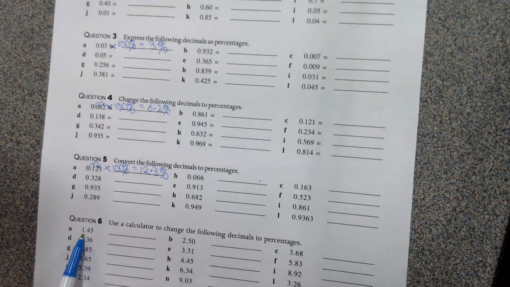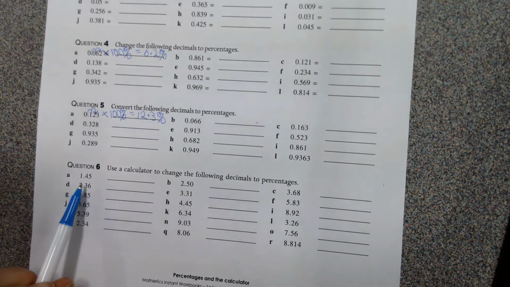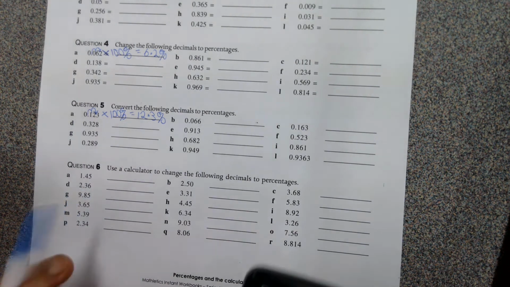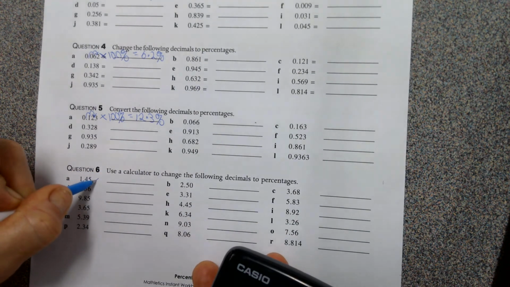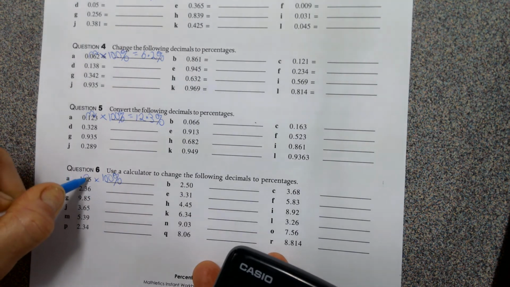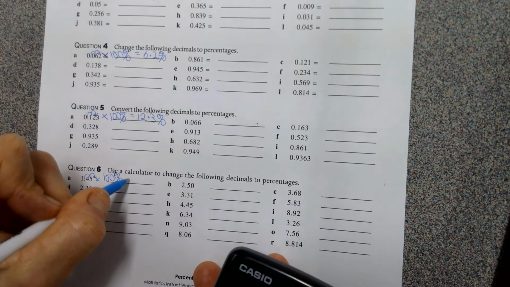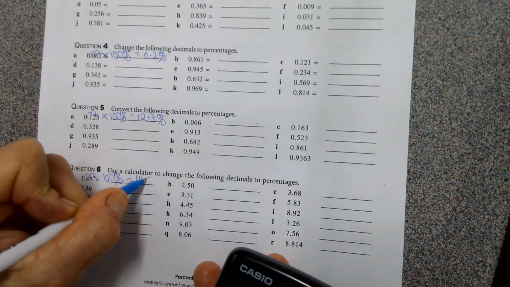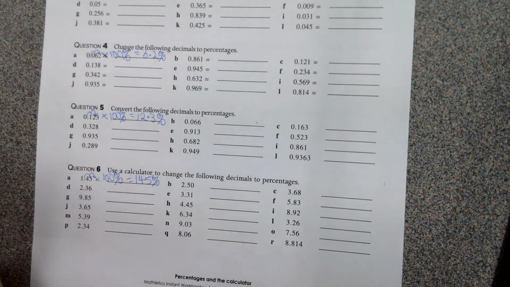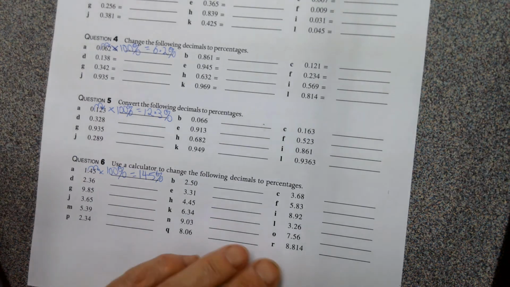And the last one, change the following decimals to percentages. We've got whole numbers here, so how does that make a percent? If we multiply by 100, it's going to be over 100%. So let's have a look. 1.45 multiplied by 100%. So you move the decimal place twice to the right, and we end up with 145%. Just remember, you can use your calculator if need be. So that's how we complete the worksheet for lesson 10. Thank you.